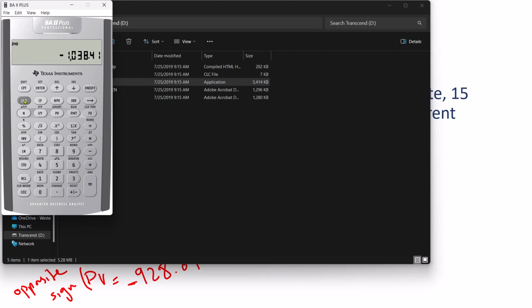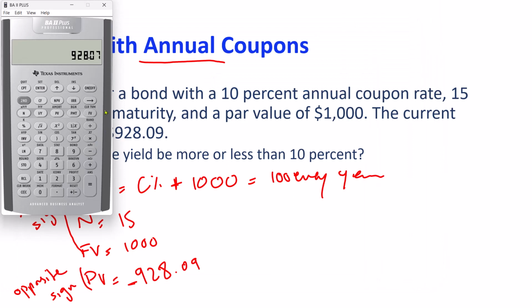First of all, I'm going to clear the time value of money function. So in this case, we have a price of 928.07. Just make it smaller. The rate is 0.09, so 9. Our present value, 1,000 is the future value, 100 is the payment, and then we have 15 years to maturity.